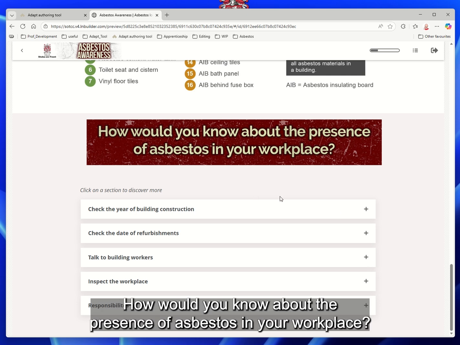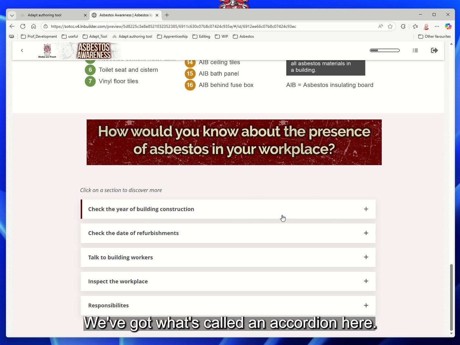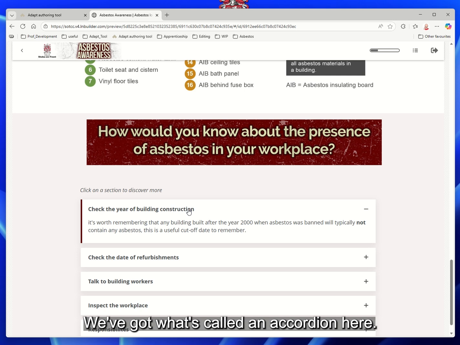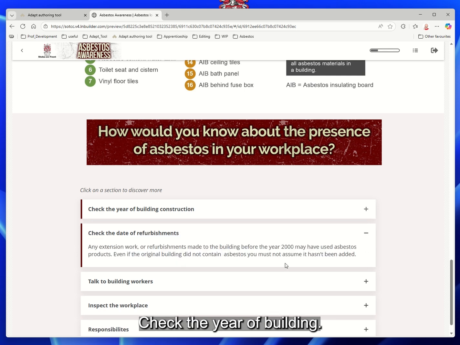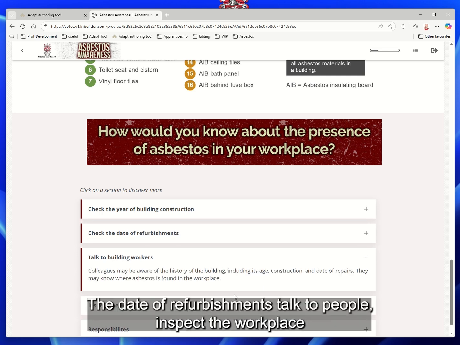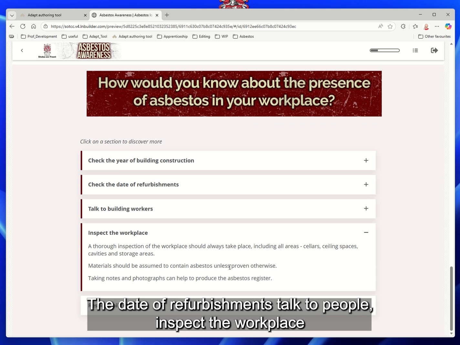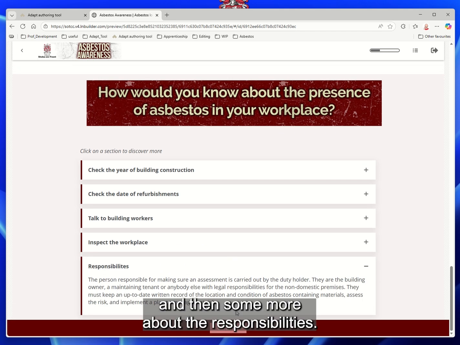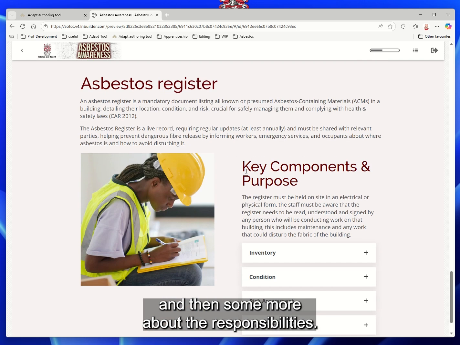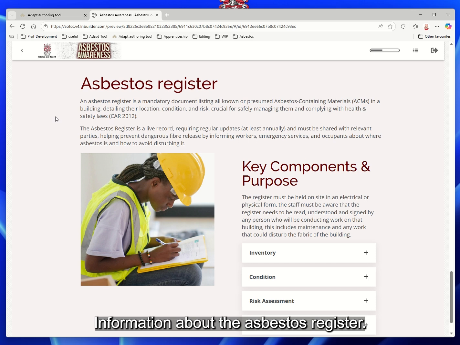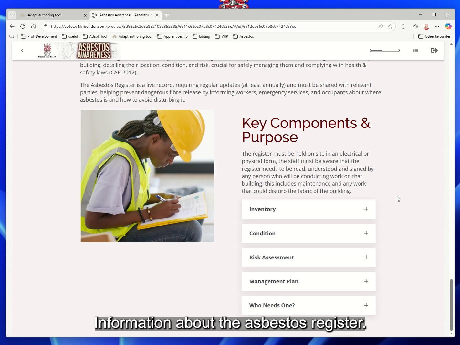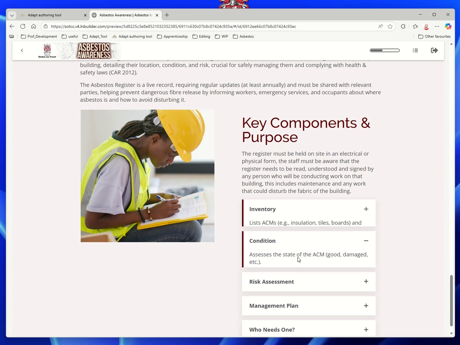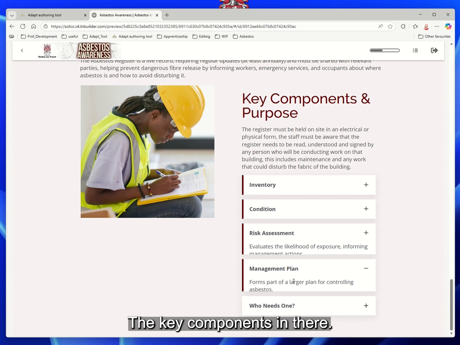So how would you know about the presence of asbestos in your workplace? We've got what's called an accordion here. Check the year of building, check the date of refurbishments, talk to people, inspect the workplace, and then some more about the responsibilities. Information about the asbestos register, the key components in there.